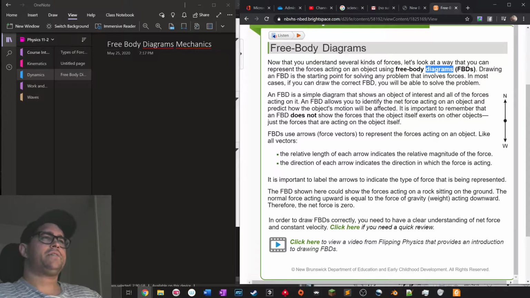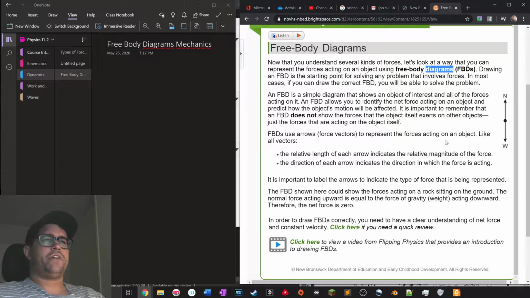is just a mass being pulled on. Starting point: a simple diagram shows an object of interest and all the forces on it. It does not show the force that the object itself exerts on other objects. Just the forces that are acting on the object itself. So it's all about this object and all the forces that apply on it.